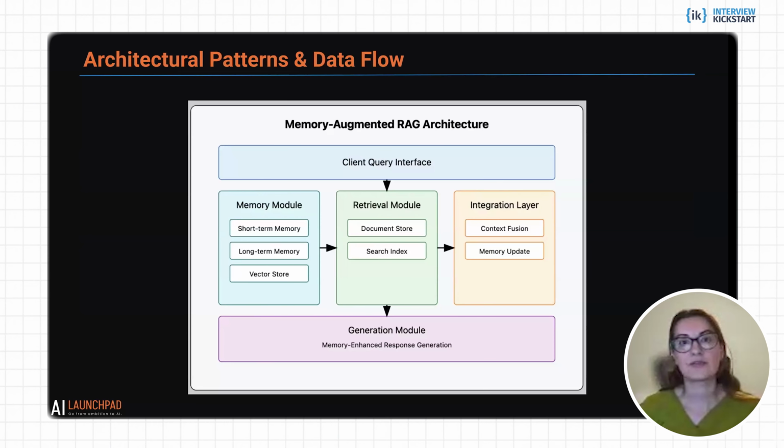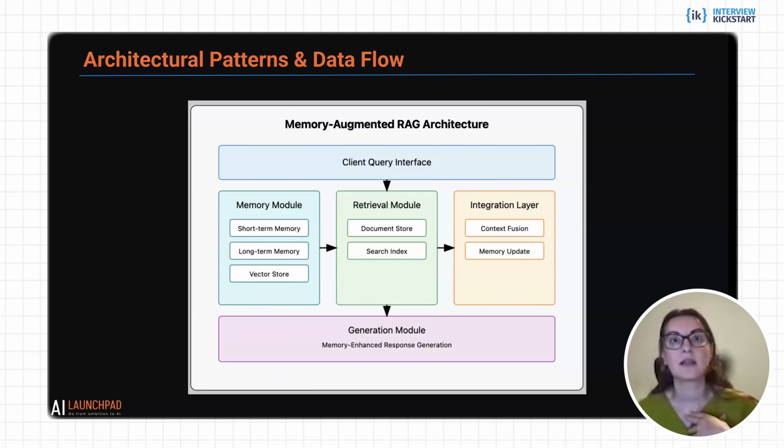Now let's take a look at the architecture. We call it a memory augmented RAG system. Traditional RAG pipelines only retrieve external knowledge from a document and they don't actually remember past interactions. Memory augmented RAG fixes that by combining retrieval with short-term and long-term memory. So the system can recall context from previous sessions, not just what's in the documents.